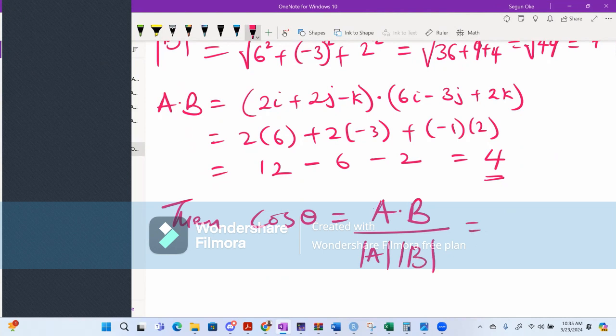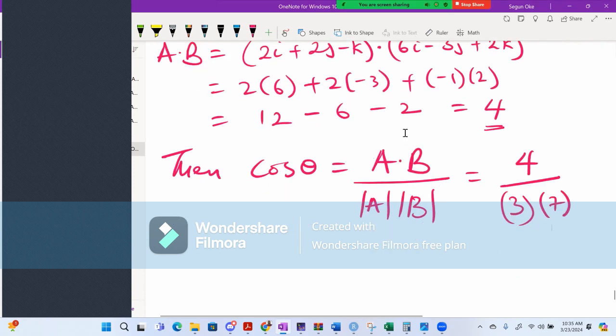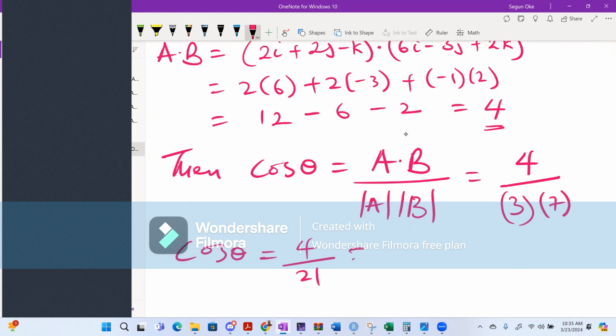Which is equal to what? What is A dot B? 4. What is the absolute value of A? 3. Absolute value of B? 7. So multiply it together, what do you have? So you have cos theta to be equal to 4 over 21. If you do this very well, you have 0.1905.